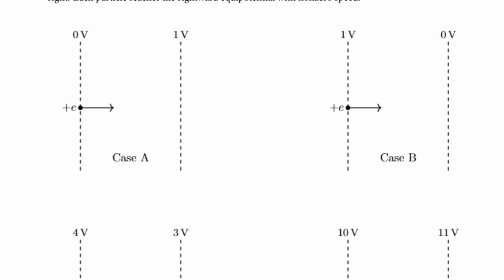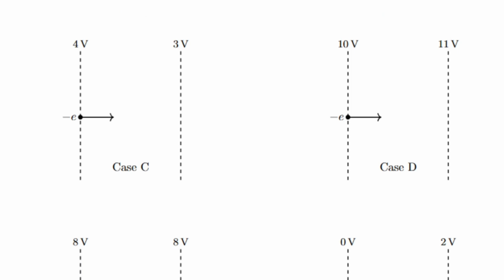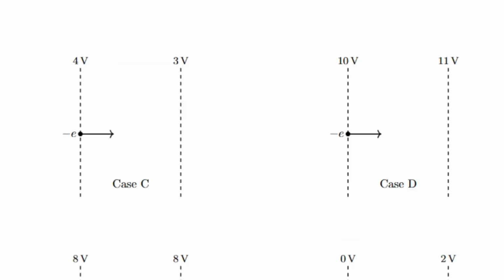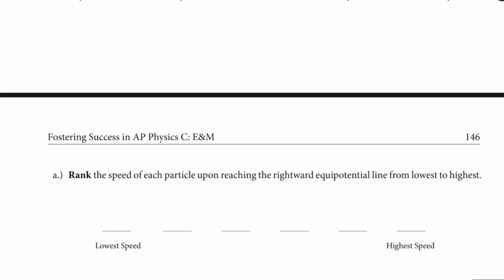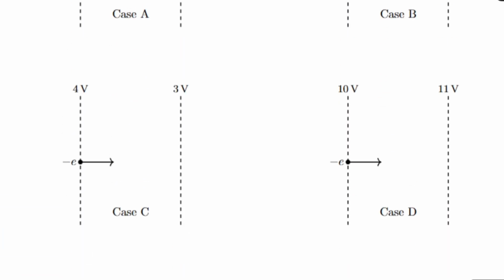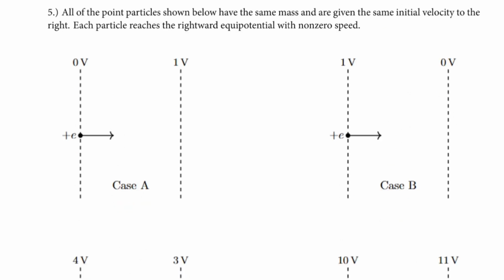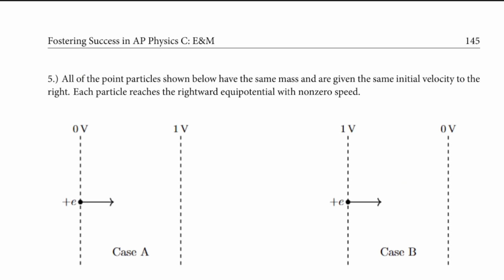So just to really study this idea, let's look at all of these possible different changes in energy that we could experience. So we're launching either protons or electrons through regions of changing electric potential, and we want to eventually rank the speed of the particle upon reaching the rightward line. And we're going to assume they don't stop or anything like that. So they're all launched with some initial speed. So the key to this problem is realizing that if we're looking for speed, that's going to be related to delta K.